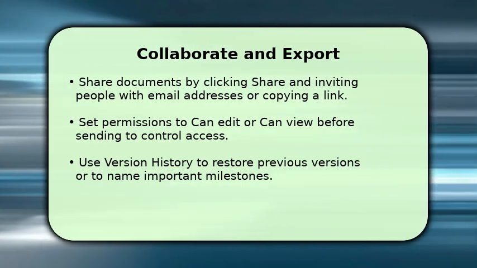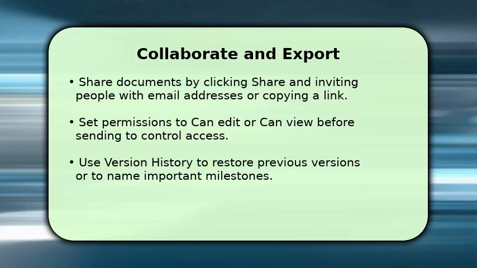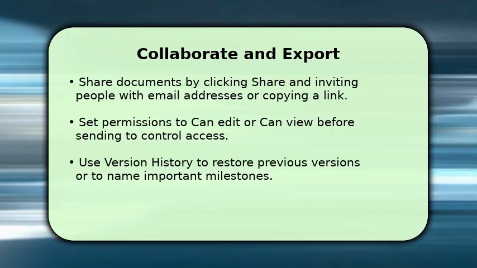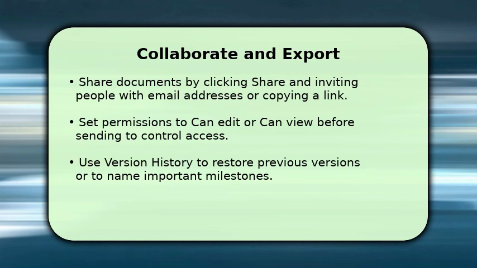Co-author in real time when collaborators edit files stored on OneDrive or SharePoint together. Use version history to restore previous versions or to name important milestones. Export to PDF from the File menu for distribution and use Print to produce physical copies. Explore add-ins and macros to automate tasks and increase productivity.